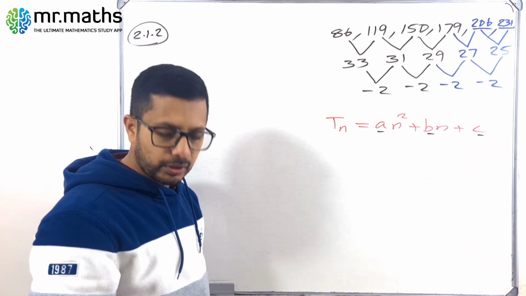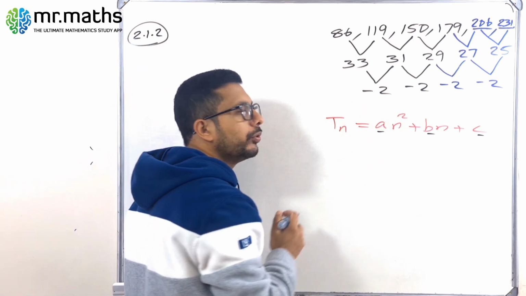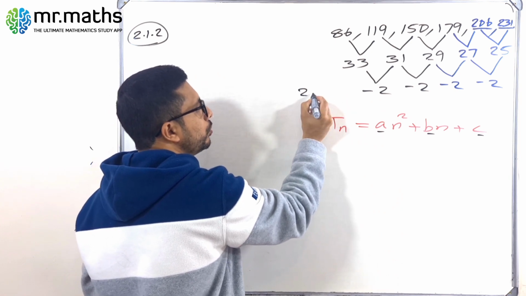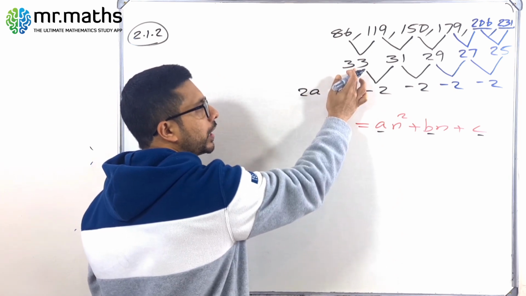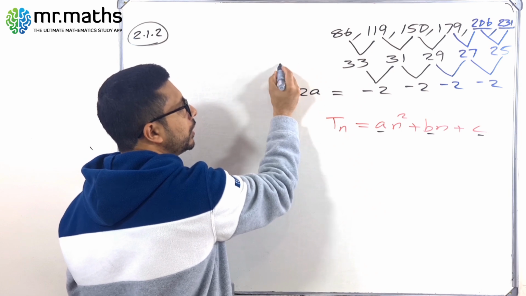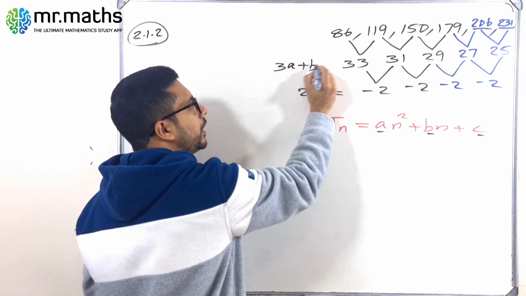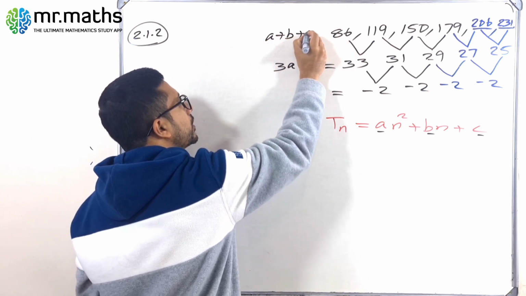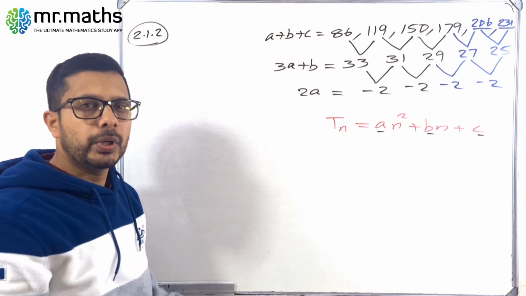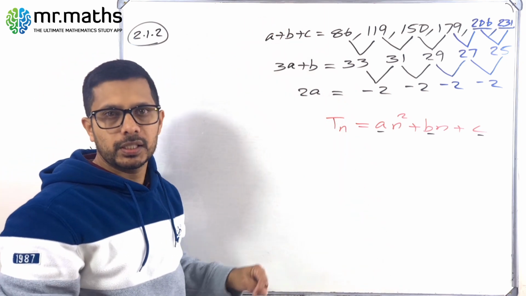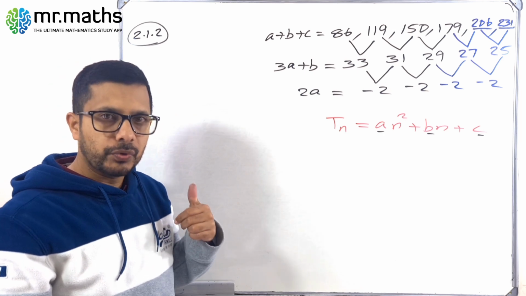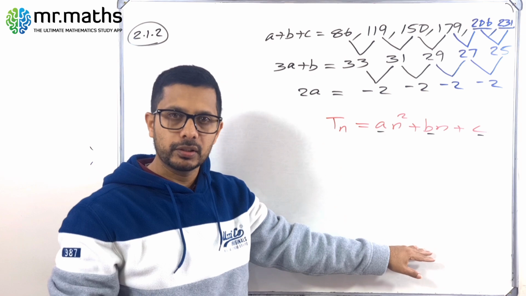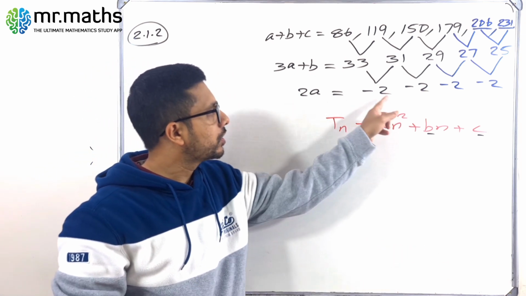How can you find that? I hope you know how to do this. You have to call the second difference 2A, the first difference 33 as you studied in school 3A plus B, and the first term A plus B plus C. You have to remember these three: 2A, 3A plus B, A plus B plus C. What we are trying to find are the values of A, B and C. Then only we can write the quadratic equation.